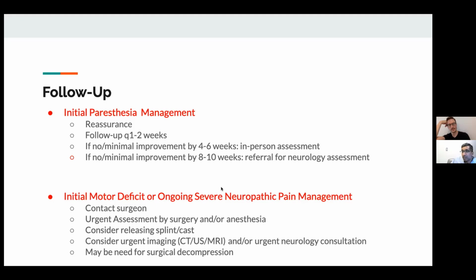And then we would consider potentially urgent imaging to rule out any sort of compression that might be going on from potentially a hematoma or other surgical issue, or potentially getting nerve conduction studies on an urgent basis. And as I mentioned before, we had one case where surgical decompression was needed to relieve the severe pain.